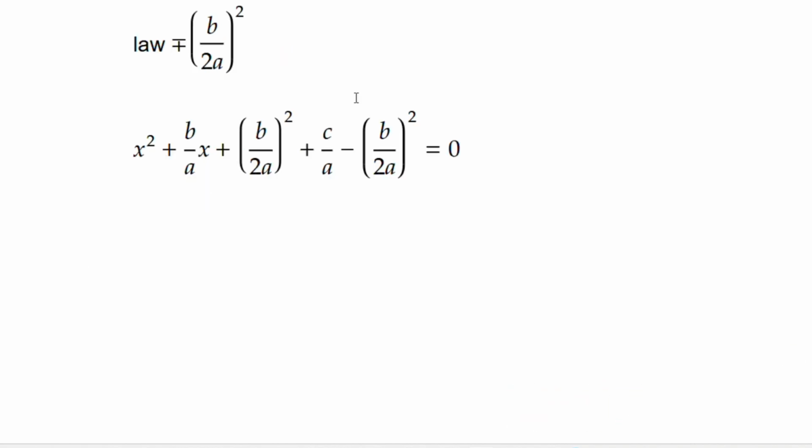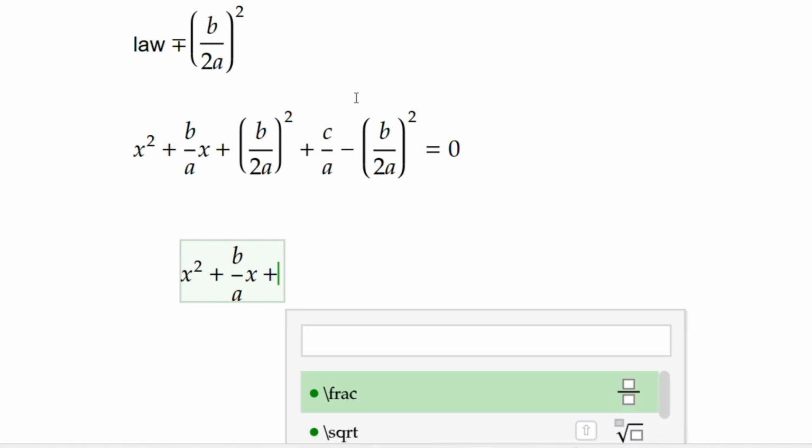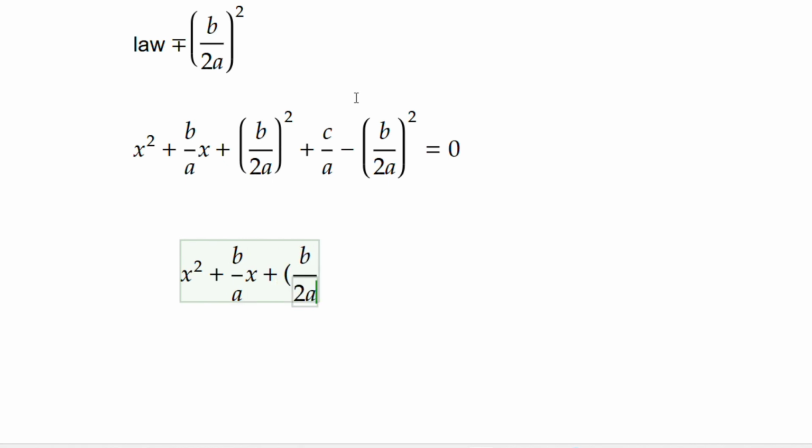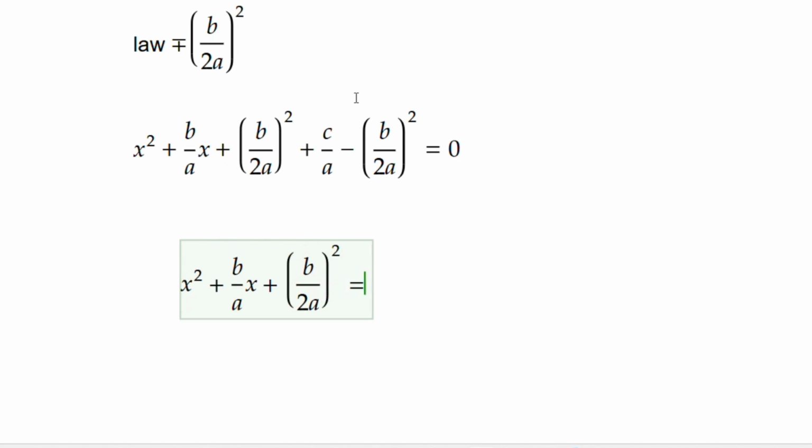So now we're going to take x to the power 2 plus b over a x plus b over 2a to the power 2 is equal to, now we are taking c over a to the other side, so it's going to be negative c over a, plus, because that one is negative, b over 2a to the power 2, so it's going to be positive b over 2a to the power 2.